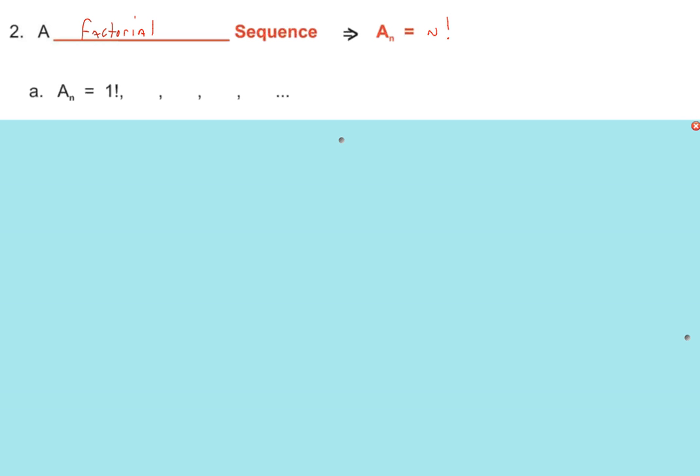So we can do the factorial in the opposite direction. And that's what we're doing here in this first example. So a sub n is the same as 1 factorial. And then we're just going to keep going.